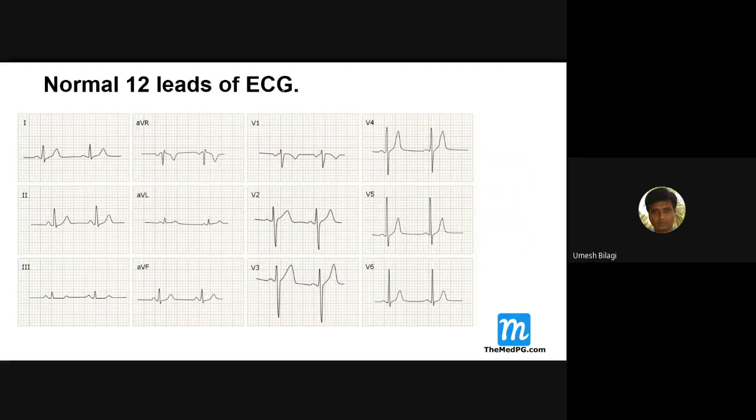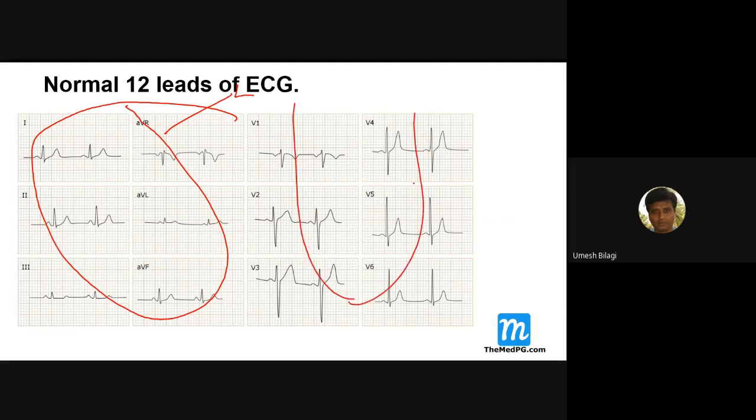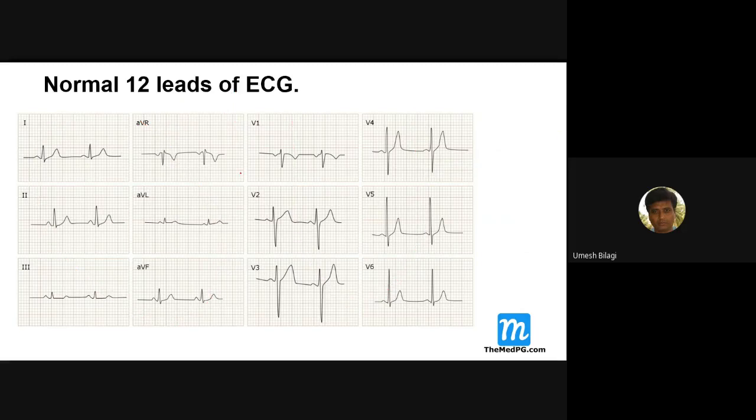Now, in a normal 12-lead ECG you will see, as I said, these 6 are limb leads, whereas these 6 are chest leads. Okay, you can see that these are all limb leads and these are all chest leads. There are leads 1, 2, 3, AVR, AVL, AVF, and V1, V2, V3, V4, V5, V6.